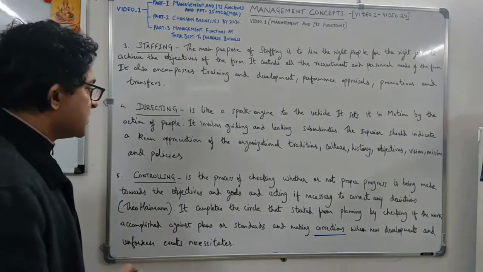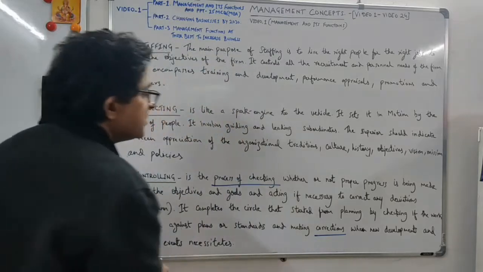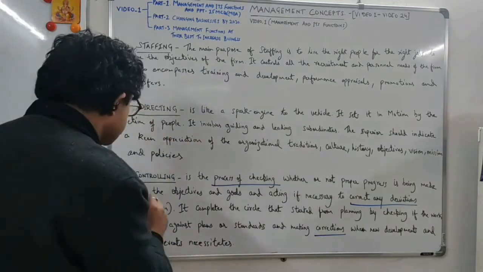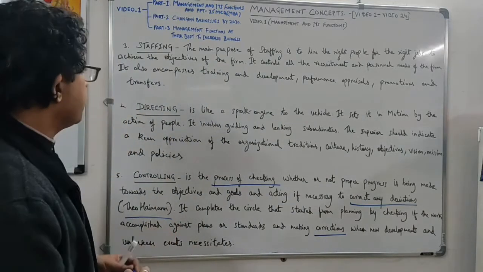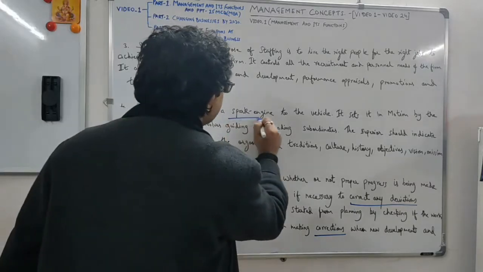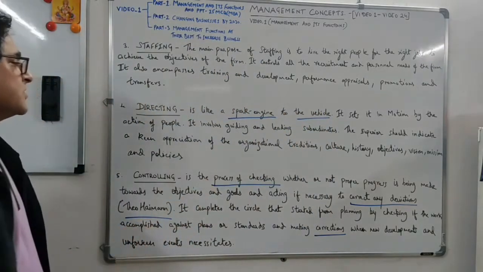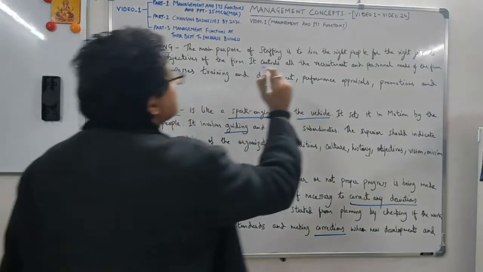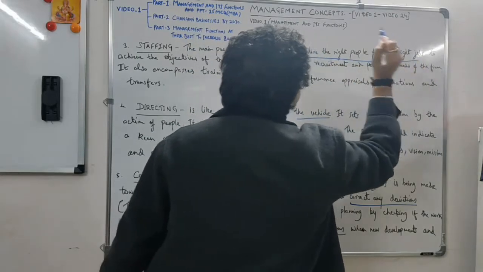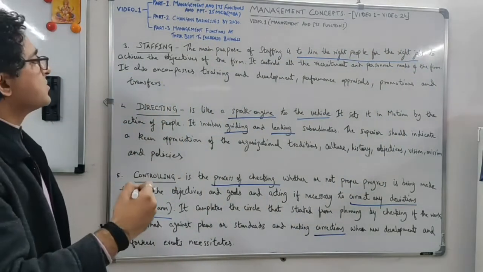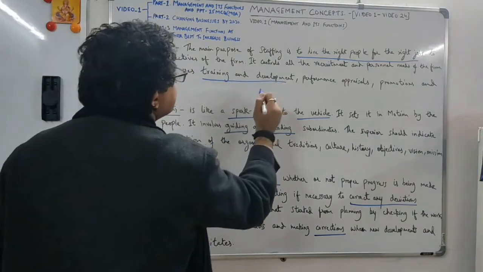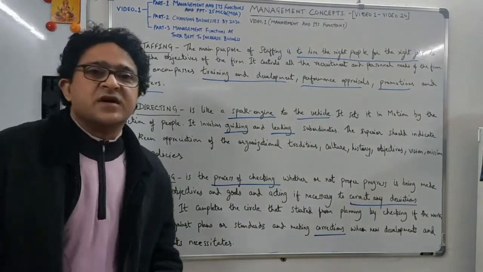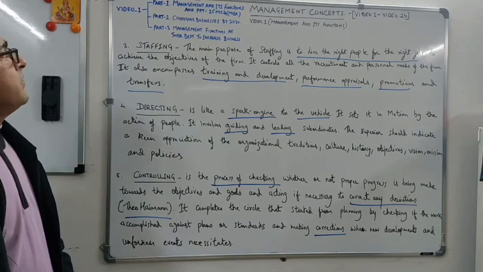So herein I feel the process of checking is very important, and correcting any deviations. This is why this theorist said this. For directing, it is like the spark engine to the vehicle. Basically, the role is to guide and lead subordinates. And for staffing, the main thing is to hire the right people for the right jobs. Also, their role has increased now: training and development, performance appraisals, promotions and transfers. Right. So this was the first video, part 1, management and its functions.